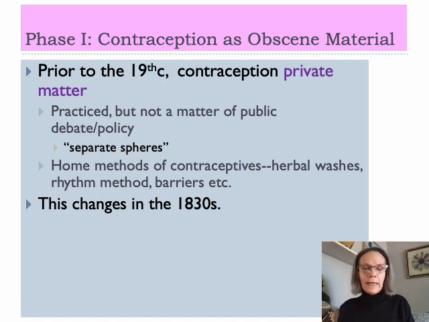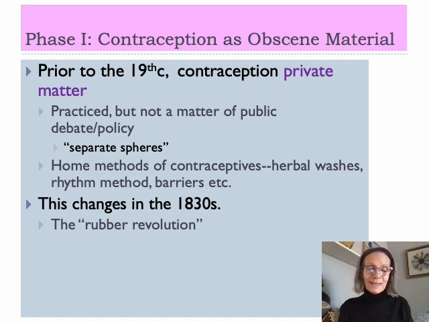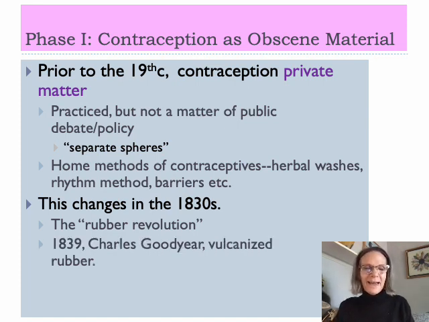This changes in the 1830s. At the beginning part of the 19th century, there's growing concern about the access and distribution of contraceptives. And this is in part due to what was known as the rubber revolution, which has a double meaning, in that condoms are sometimes referred to as rubber. They're not made out of rubber anymore, unless latex is rubber. Maybe it is. I'm not sure.